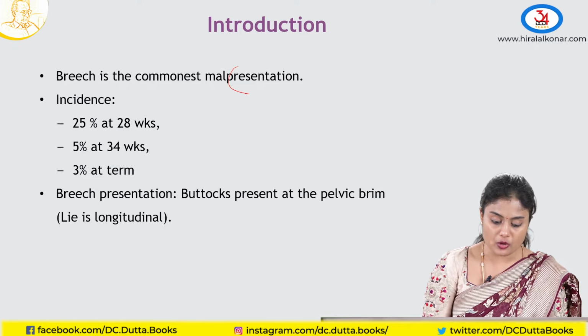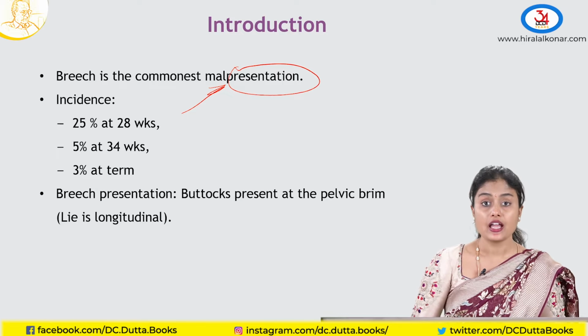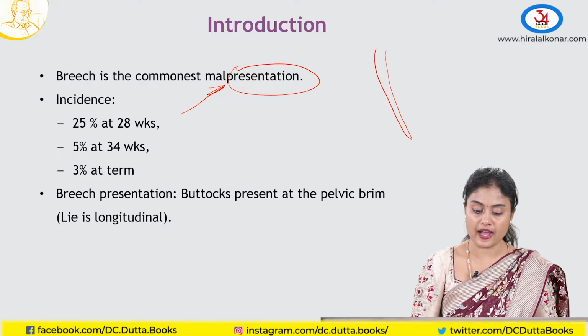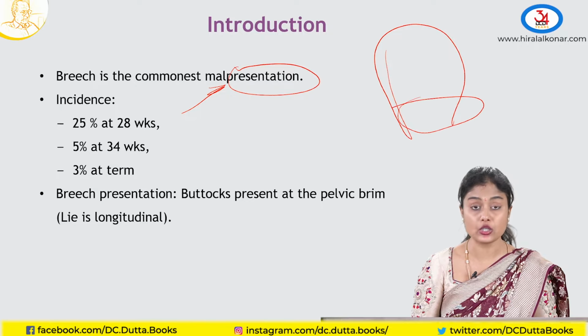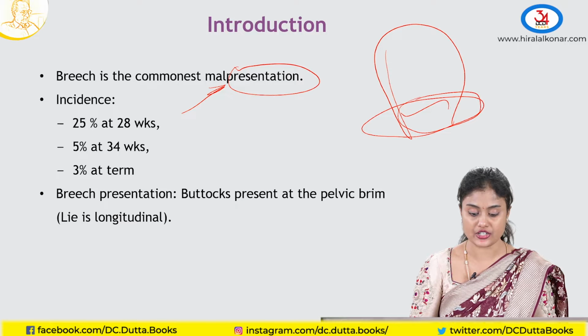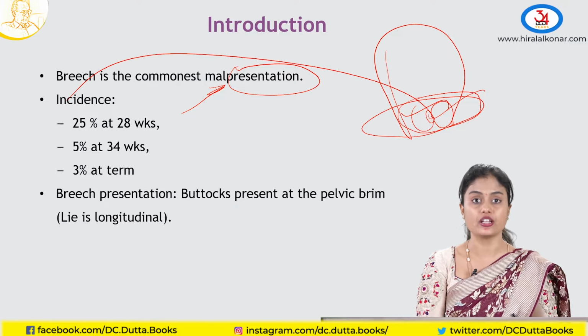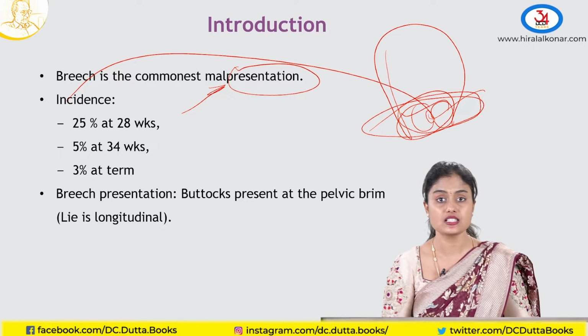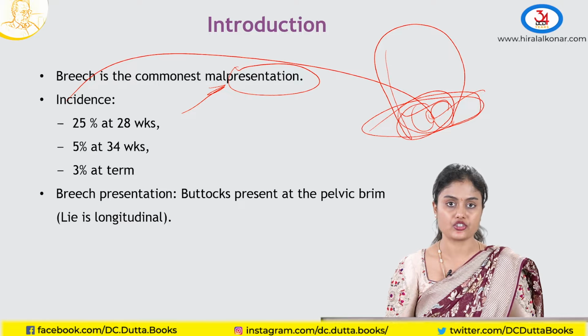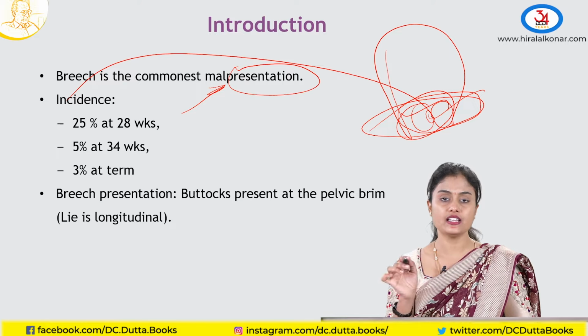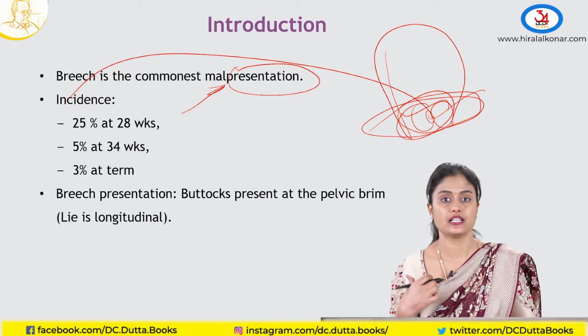Breech is one of the commonest malpresentations. As we already discussed, the part of the fetus which occupies the lower pole is the presentation. So, if the buttocks are down, then it is breech presentation. If the head is down, then it is cephalic presentation. If it is a transverse lie, then the shoulder becomes the presentation.